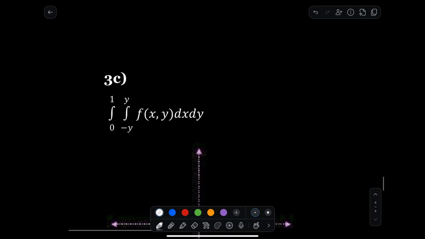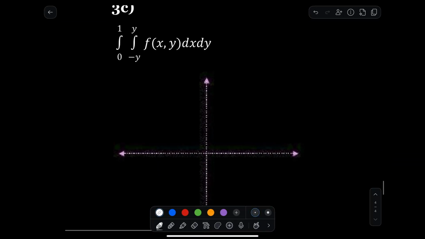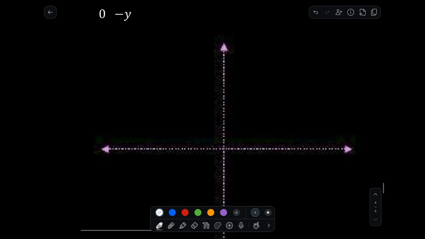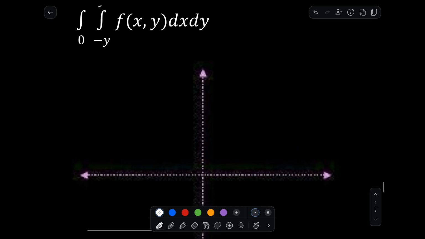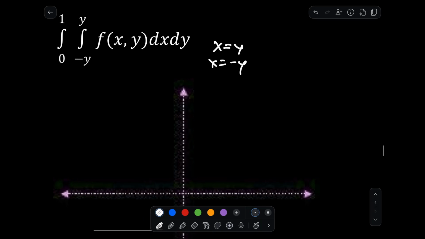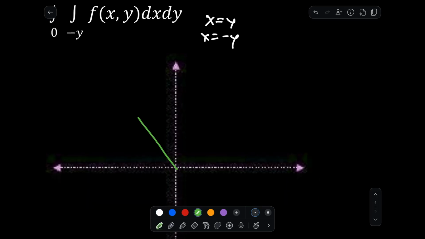And now for example 3C, we have this. If you want to try this on your own, feel free to pause the video and let's get right into it. All right, so for this, we have our graph, and let's just actually graph this out real quick. So we have x equals y, x equals negative y, and it's bounded from 0 to 1 for our y, right? So we'll just use green like this, and orange for this.